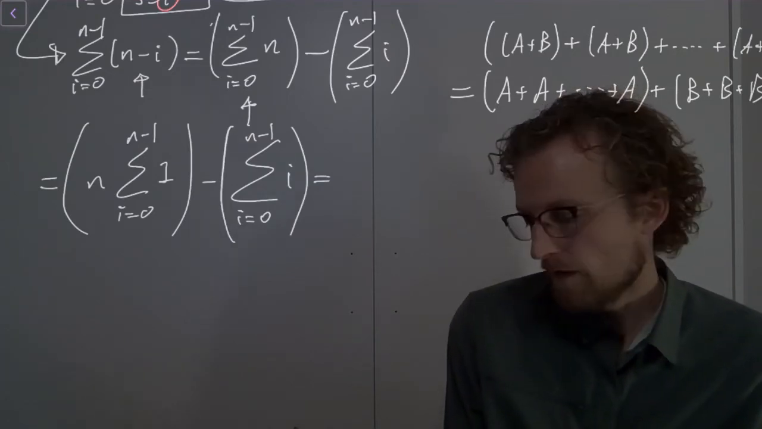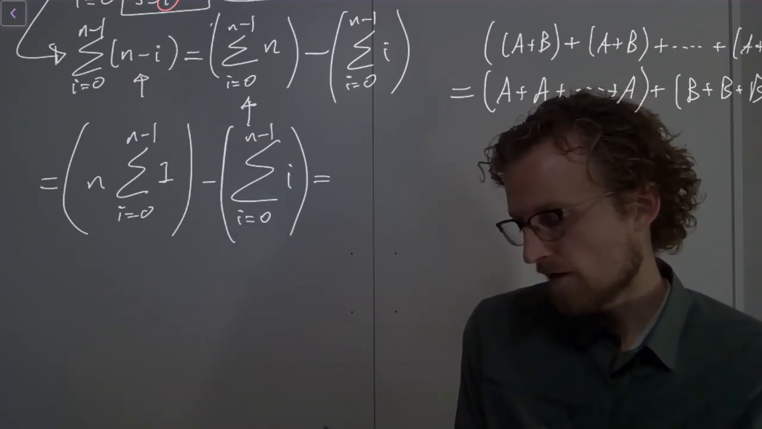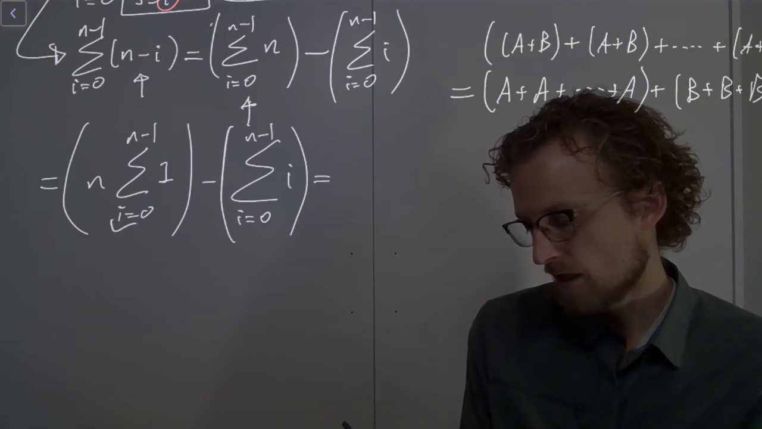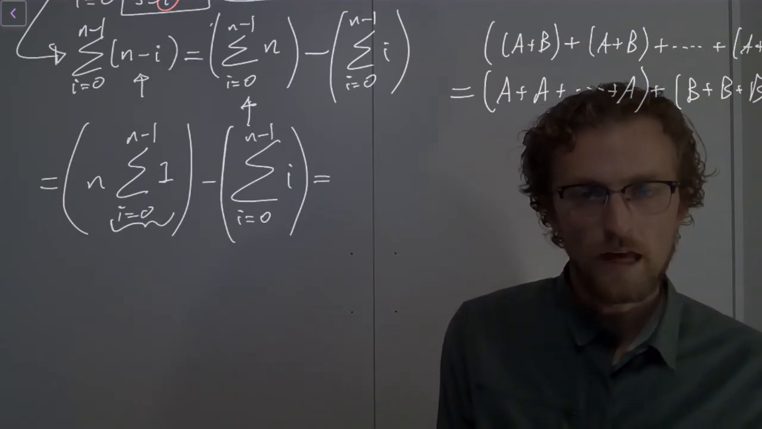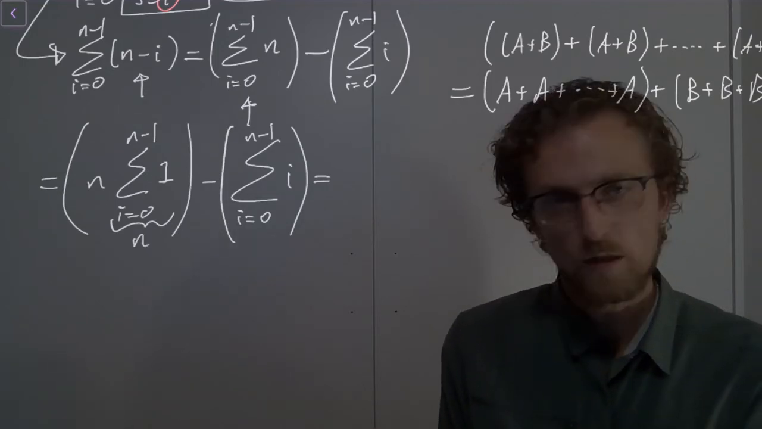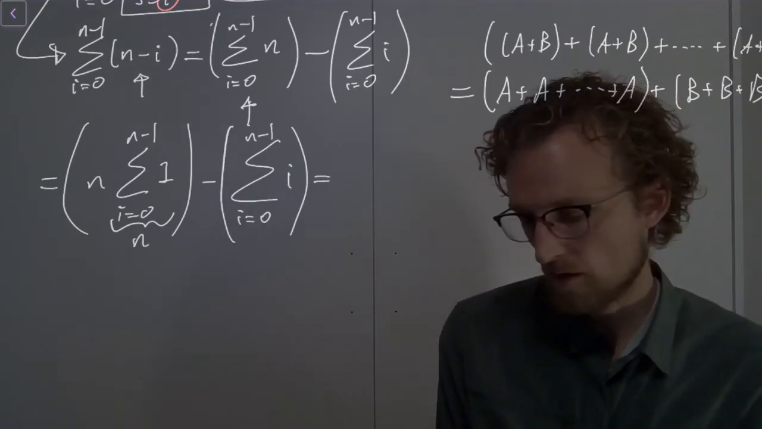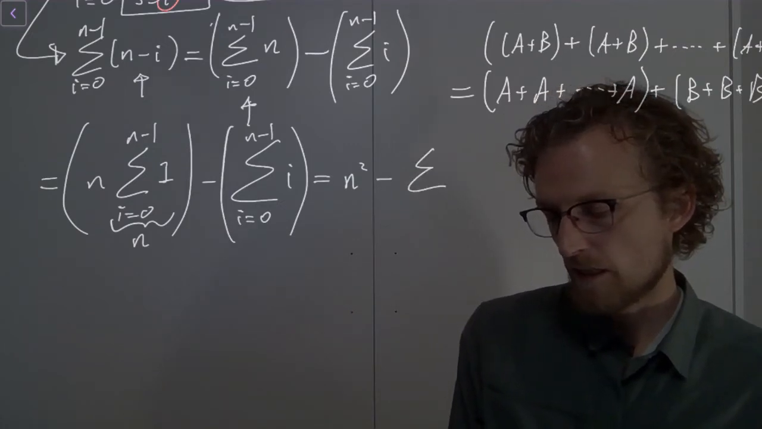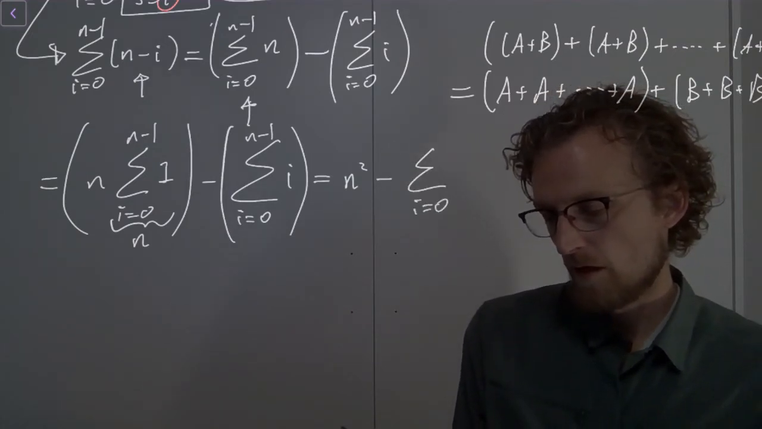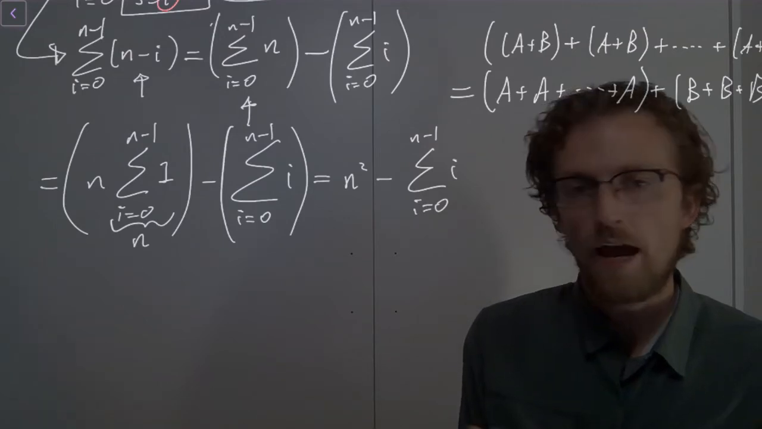Okay, why is it n squared? Well, look, there's this piece here where there are exactly n copies of 1 added together. So this piece just equals n, and it's times n on the outside. So this is n squared. And then minus this mysterious sum, i equals 0 to n minus 1 of i.